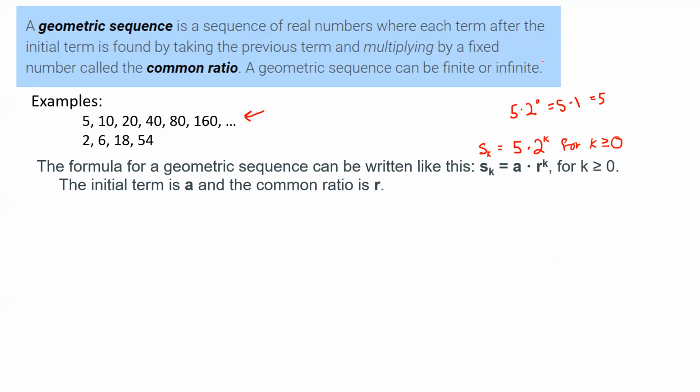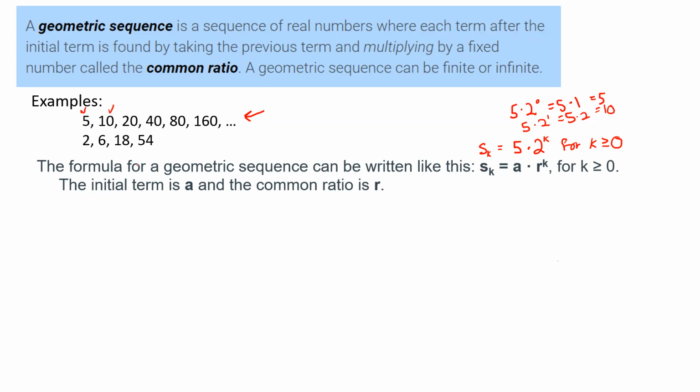And then the next time, k is 1. So 5 times 2 to the first is equal to 5 times 2, and that's 10. And we get the second term. So we have the first term, second term, and we could keep going, and we keep getting all of the different terms there by making k go bigger and bigger.